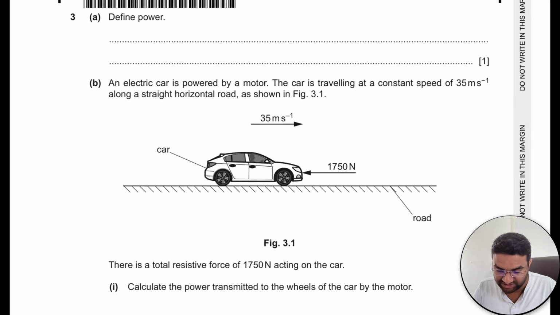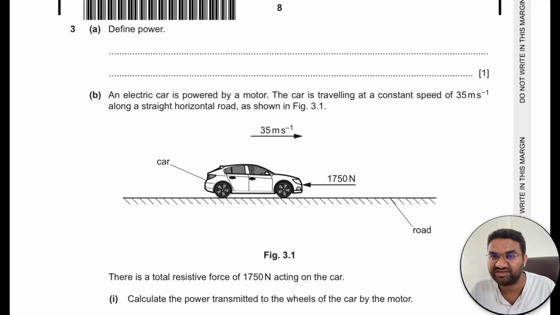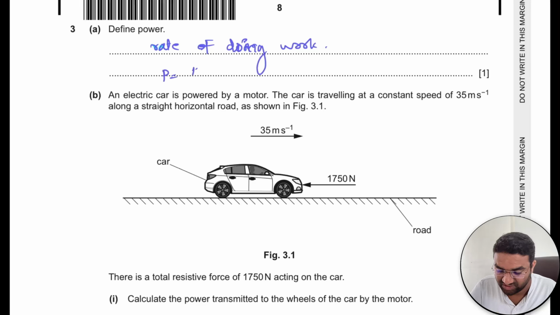So here, first question, define the power. Power is basically the rate of doing work, or rate of energy transfer. You can even write P is equal to W over T. Because this is a 1 mark question, this much is enough.